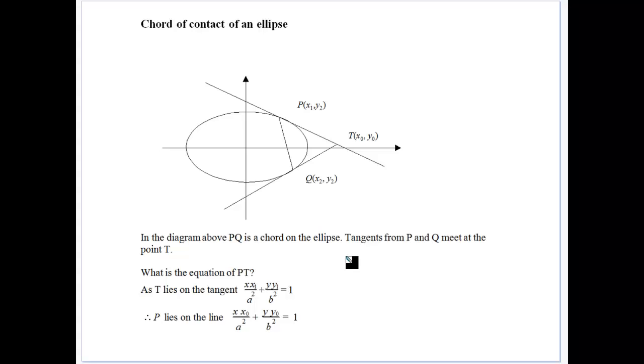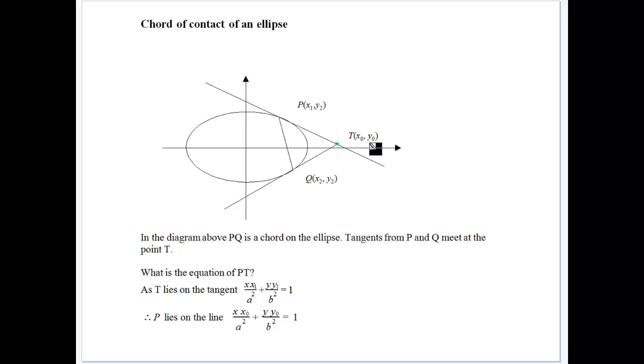Now we want to look at how we get the chord of contact of an ellipse. This is pretty similar to what we did with the parabola in Extension 1. The idea is that for the chord of contact of an ellipse, we've got two tangents that go from the ellipse. So point P, which is (x1, y1), and Q is (x2, y2). And then T is the point where they intersect.